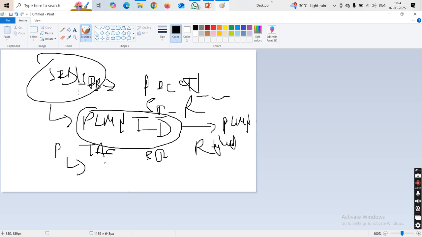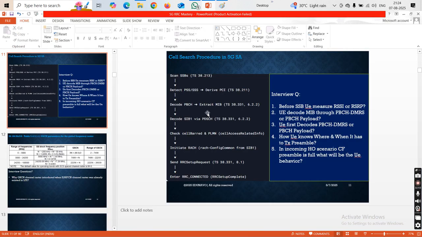So these are very, very important, which we need to understand. Till now we have reached this point, and the process is still going on. Still we have not started the uplink. Still it is going on in the downlink, right? And after that it will check cell barred and whether the PLMN is there or not.